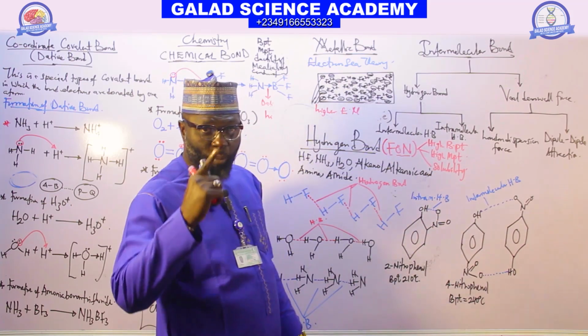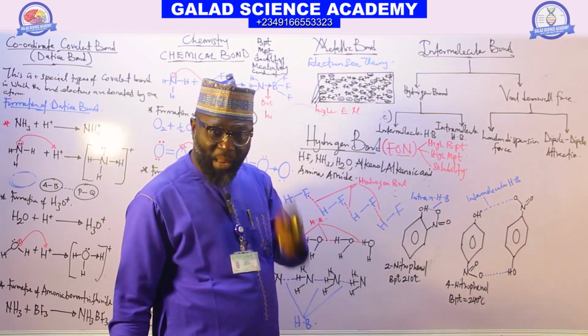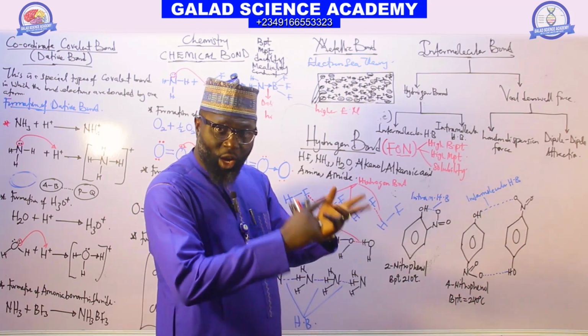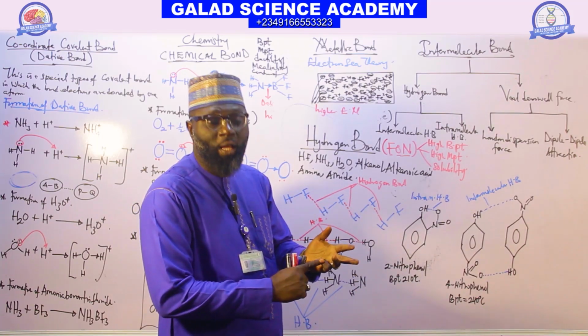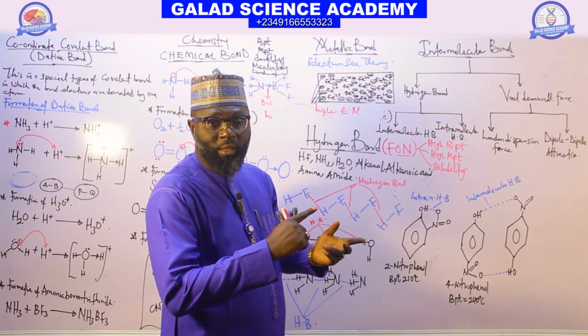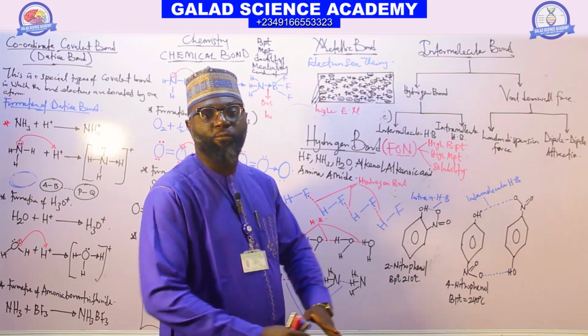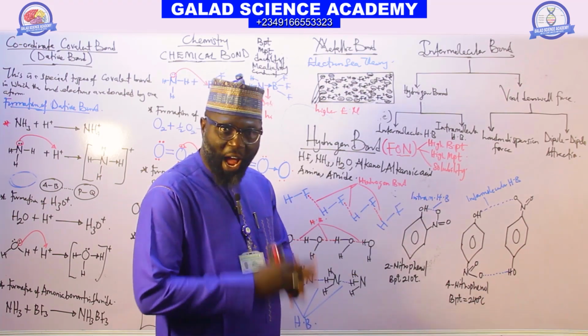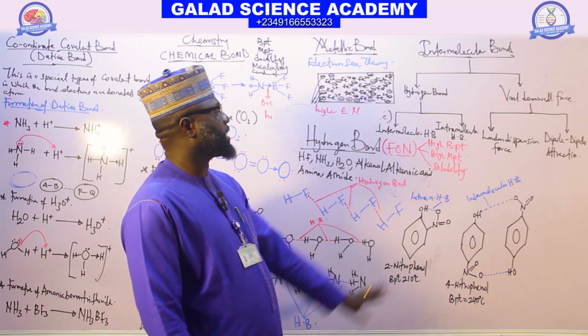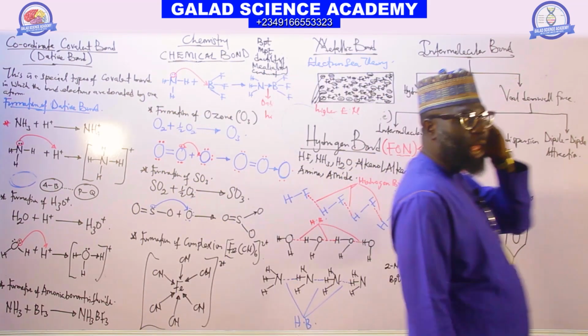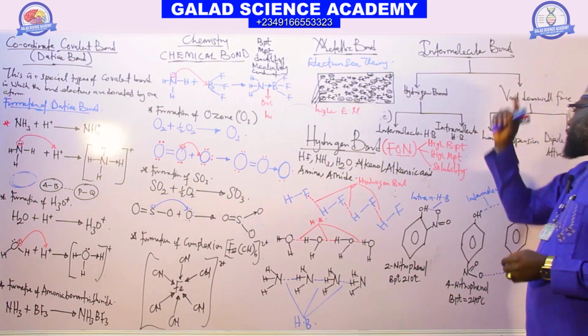Just know that any bond that exists between hydrogen and an element of higher electronegativity, fluorine, oxygen, and nitrogen, is a hydrogen bond, and it will have abnormal solubility in water, but a high boiling point and high melting point. Here, the next one is dipole, the van der Waals force.